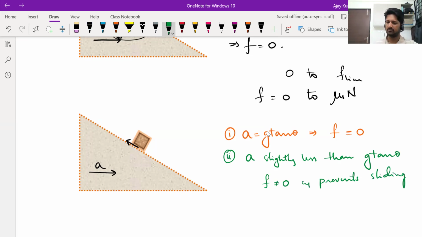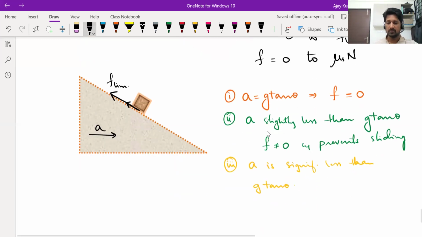Okay, decrease the acceleration further. Acceleration is significantly less than g tan theta. Then what will happen? The block will have a greater tendency to slide down. Then in that case, you will need more friction. And friction can increase itself up to a certain extent. It can increase itself up to limiting value.